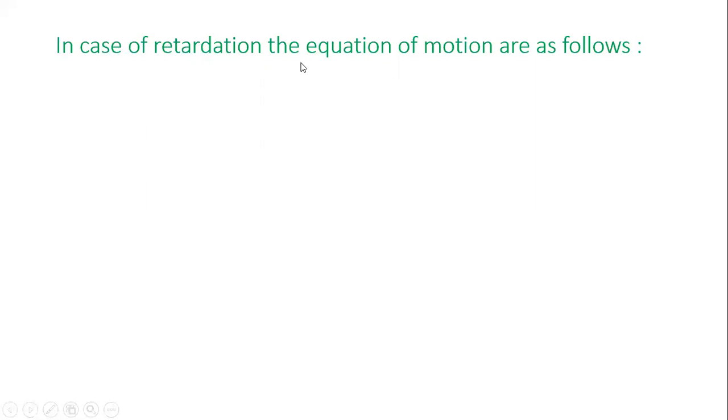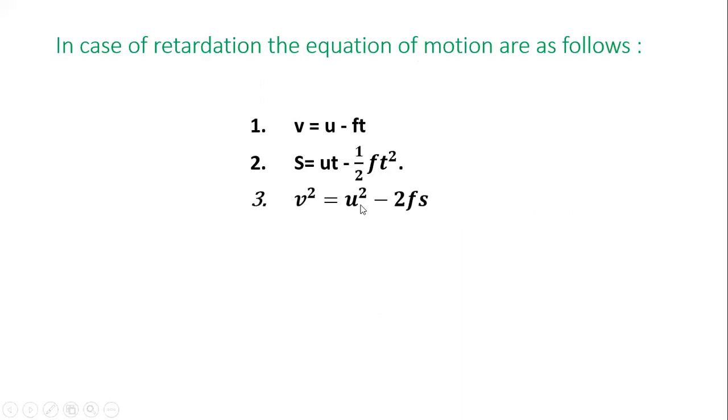In case of retardation, the equations of motion are as follows. v equals u minus ft, s equals ut minus half ft square, v square equals u square minus 2fs, and s_t equals u minus half f(2t minus 1). For a specific time, when we find the distance, we use this formula.